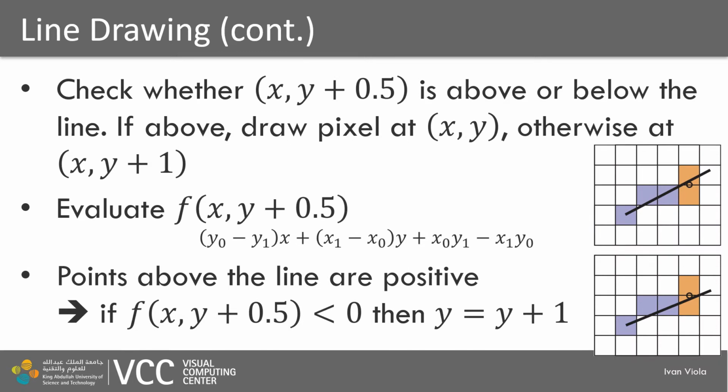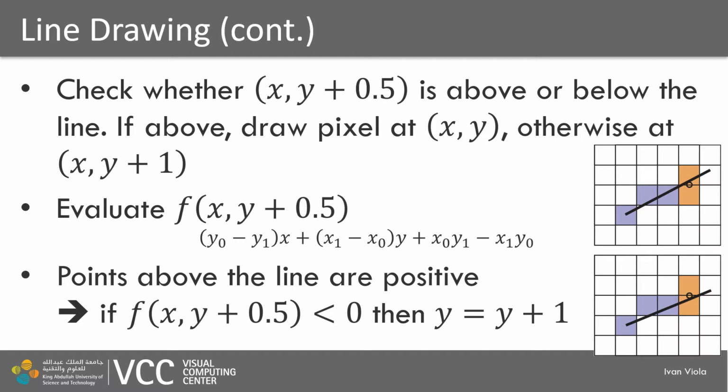Our essential question in drawing the next pixel from left to right is this: we know the x coordinate of the next pixel, but we do not know the y coordinate. We do not know whether the y coordinate is equal to the previous y or equal to y plus 1. So how can we find out whether we want to move and draw one pixel above, in the next row, or stay within the same row?